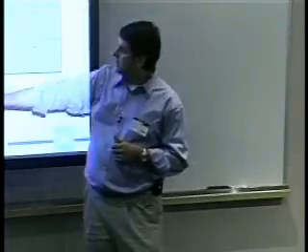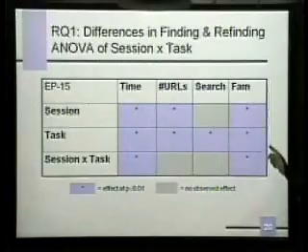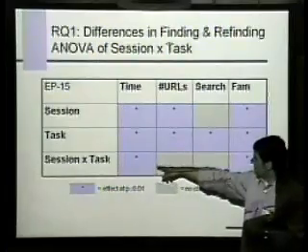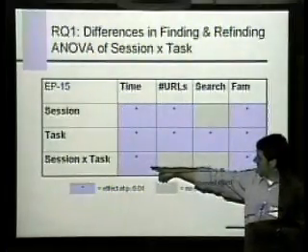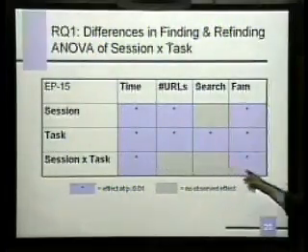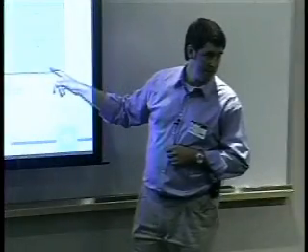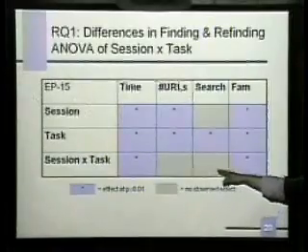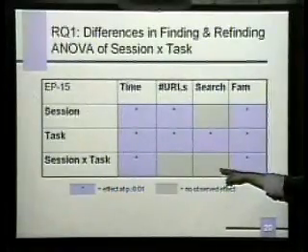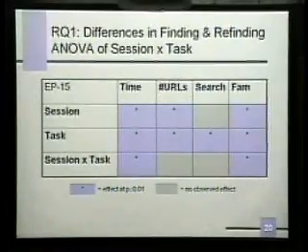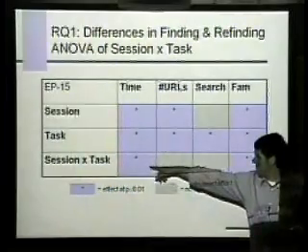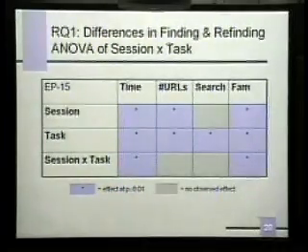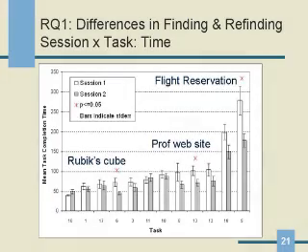So the blue asterisk areas here indicate significant effects at 0.01. And we did see that session by task was significantly different in terms of time and in terms of the participants' familiarity with the tasks, but not in terms of the number of URLs or the search use. So let me dive in a little bit and look at this particular block and show you the post hoc analysis that we did on that.